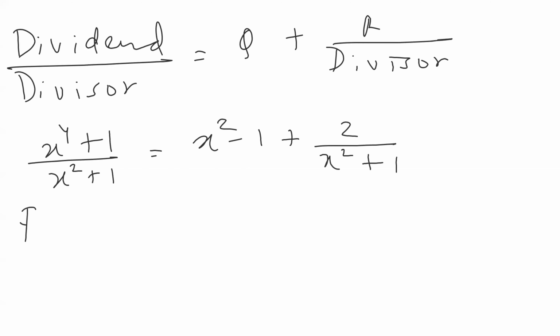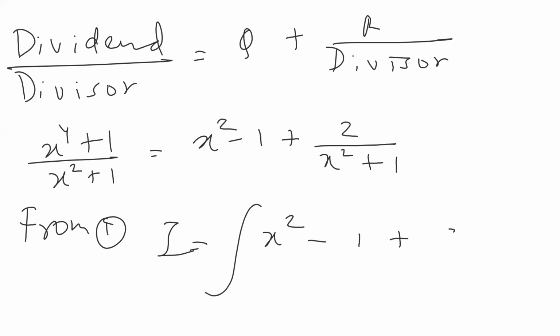So from 1, integration will be x square minus 1 plus 2 upon x square plus 1. Fine. Now this 2 upon x square plus 1, I'm just writing it as 2 upon 1 plus x square, so that it makes tan inverse x. Yes, very good. Rightly identified why I'm doing that. Perfect.